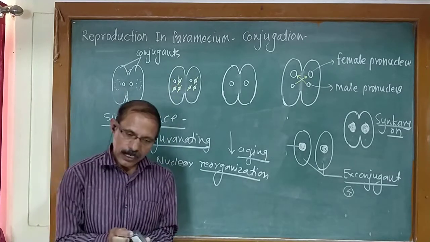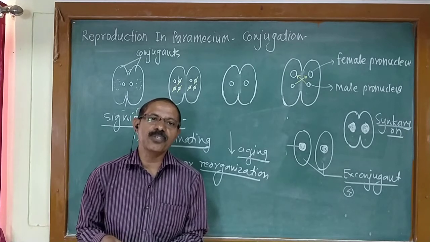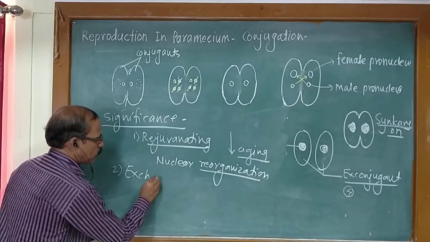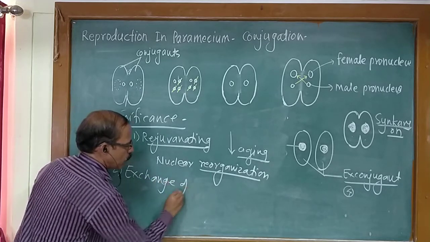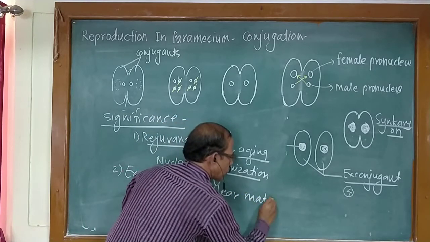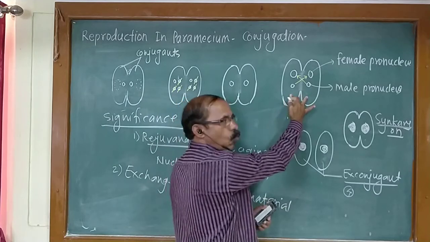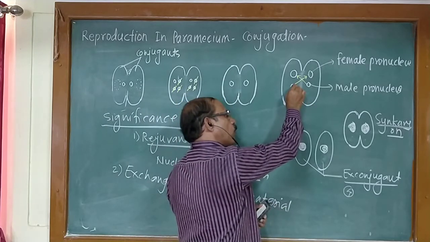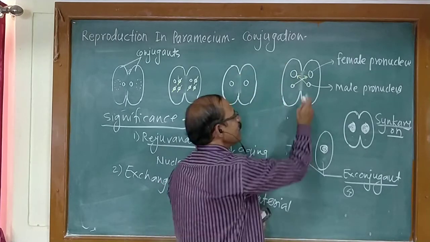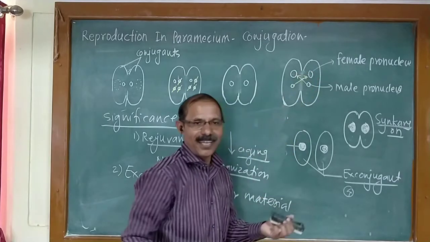The second significance of conjugation is that an exchange of nuclear material takes place. See here, these are conjugants. The micronucleus crosses the protoplasmic bridge and goes here, and this micronucleus goes there, meaning exchange of nuclei takes place.